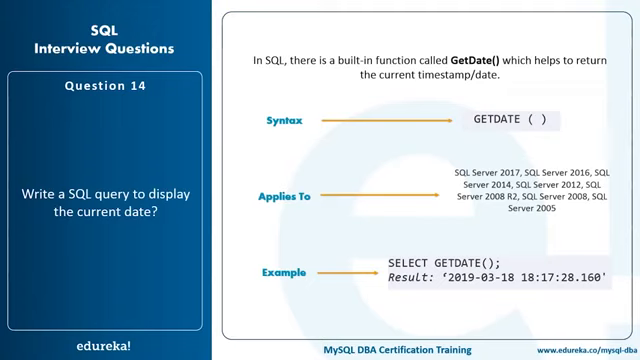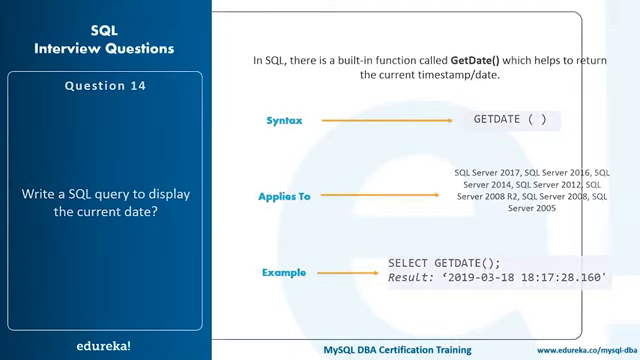Now, if you have to give an example to the interviewer about how to write a query to display the current date, you can just mention the query like, SELECT GETDATE(). When you execute this query, you would see an output where the current date and time are displayed, right? So that's how you can write a query to display the current date.